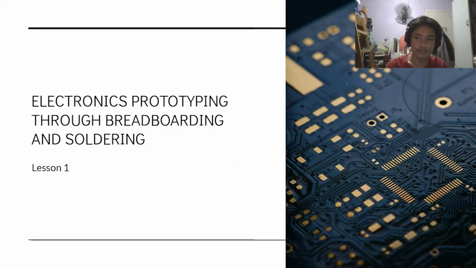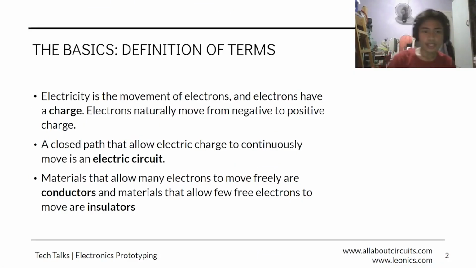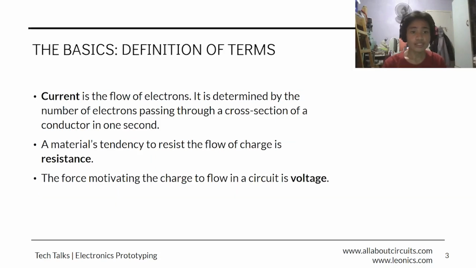So let's get started. Electricity is the movement of electrons, and electrons have a charge. Electrons naturally move from negative to positive charge. A closed path that allows electric charge to continuously move is an electric circuit. Materials that allow many electrons to move freely are called conductors, and materials that allow few free electrons to move are insulators.